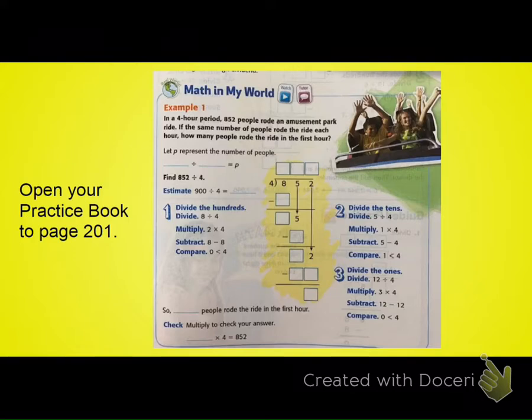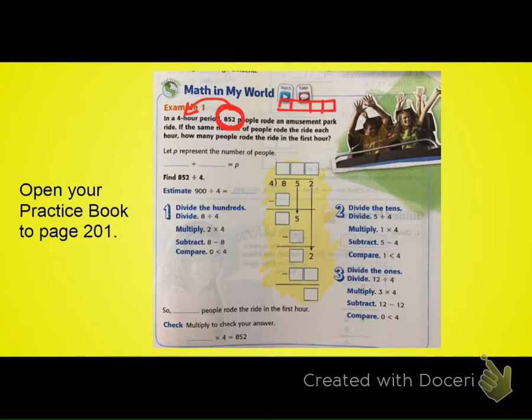Change my pen to red. All right, it reads, in a 4-hour period, 852 people rode on an amusement park ride. That sounds like fun. If the same number of people rode the ride each hour, how many people rode the ride in the first hour? So we have our total amount of people, and we have the period of time. So again, our tape diagram, it's basically we're chopping it into 4 pieces, aren't we? First hour, second hour, third hour, fourth hour, and it's all the same.